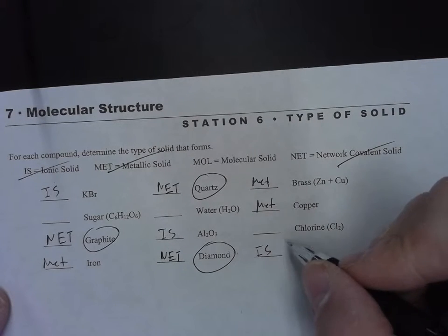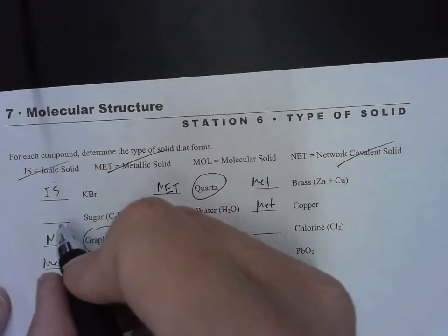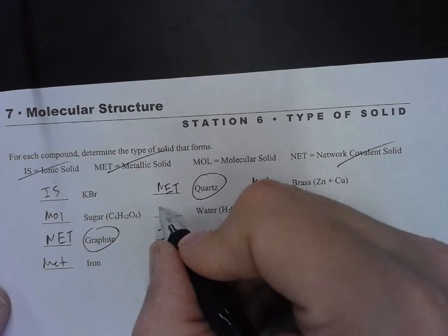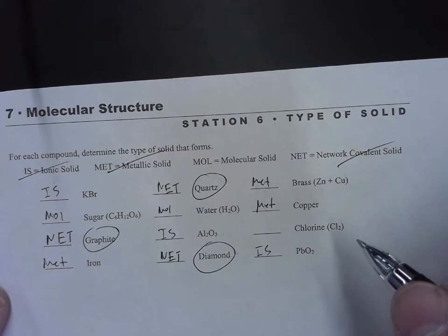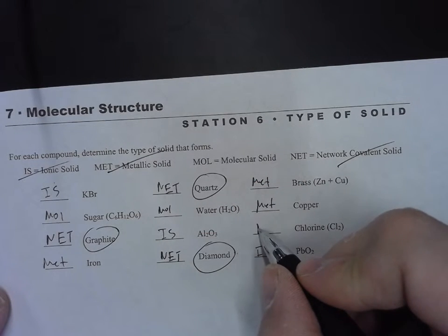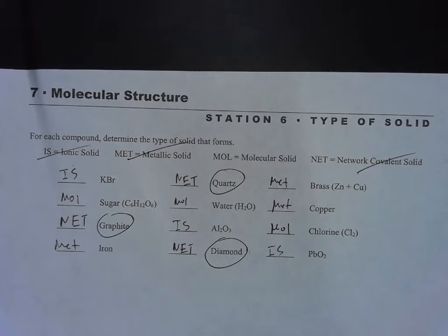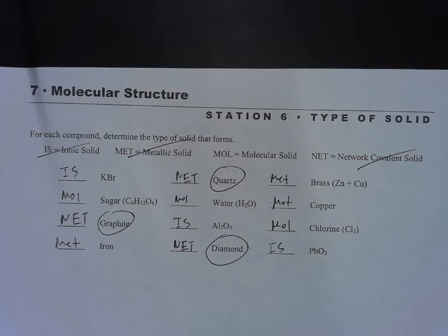Then the rest of them are going to be molecular solids. So that's going to be molecular. Water, whenever it's in solid form, when it's ice. I've never seen solid chlorine before, but I guess it could exist under the right conditions. It would have to be very cold conditions with low pressure. Anyway, that's a molecular solid.